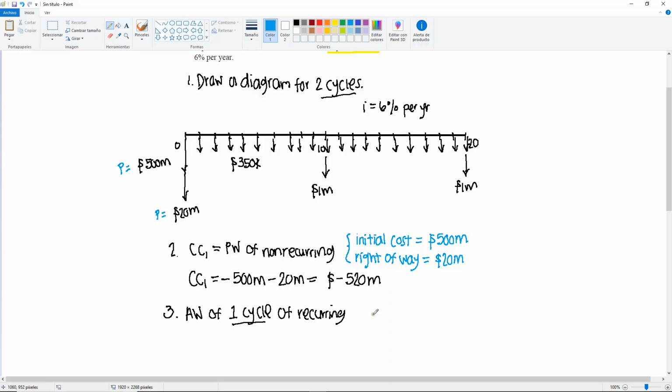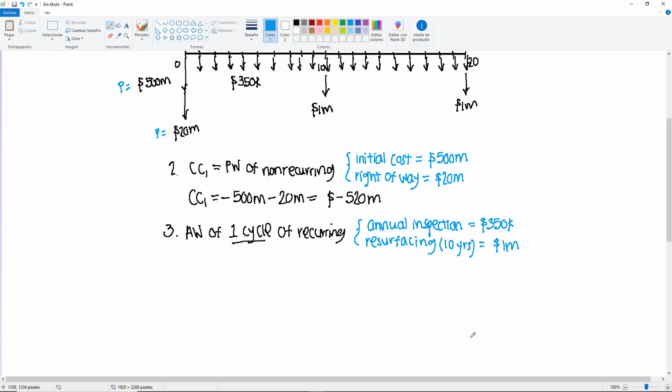So let's list our recurring amounts here. We have the annual inspection, which is 350,000. And then we have the resurfacing. Okay, so this one happens every 10 years, and this is for 1 million. So this is where you have to split it into the 2 A's.